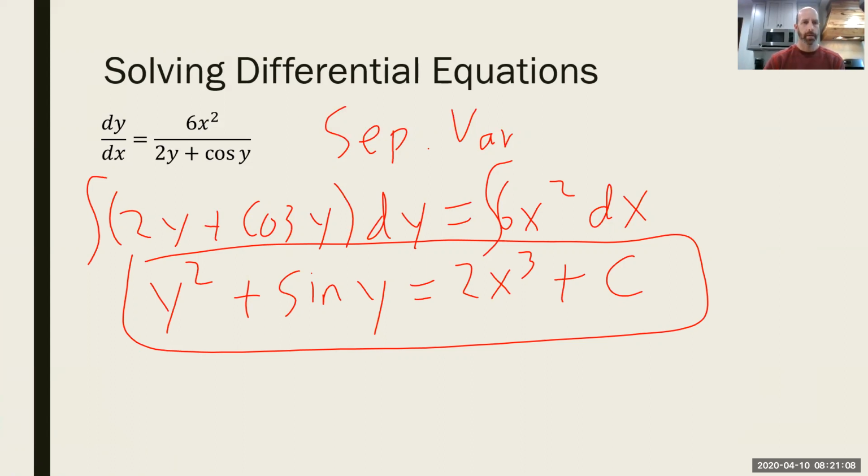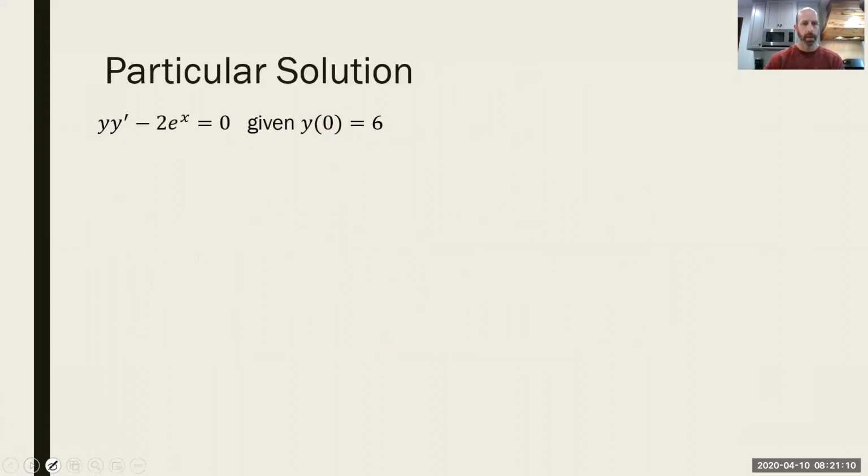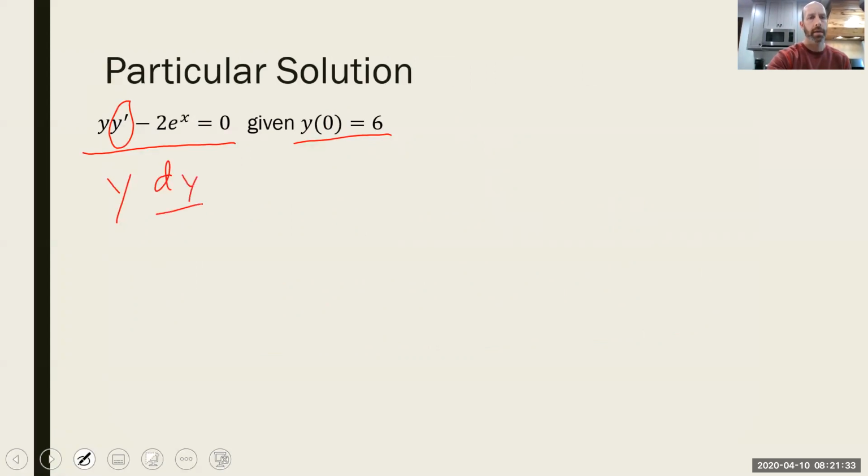Okay, the next equation we're going to look at, we're still going to solve another differential equation, but this one I'm asking you to get the particular solution. So here's the differential equation. You can see that the differential part is right here. And we're given that the initial condition is 0, 6. So I'm just going to go ahead and start working here. I'm going to change that y prime to dy dx. And I'm just going to go ahead and move that 2e to the x over to the other side by addition.